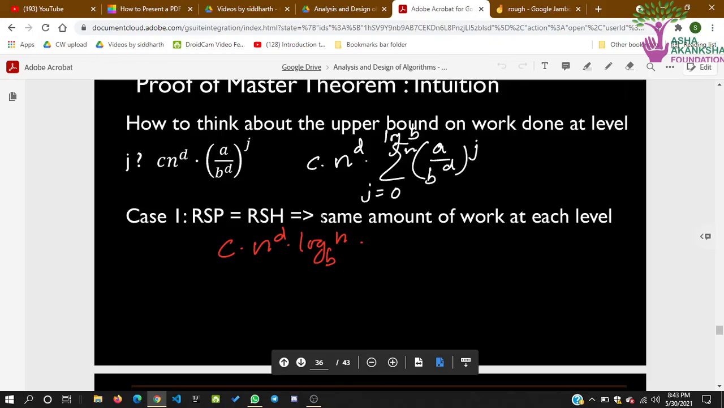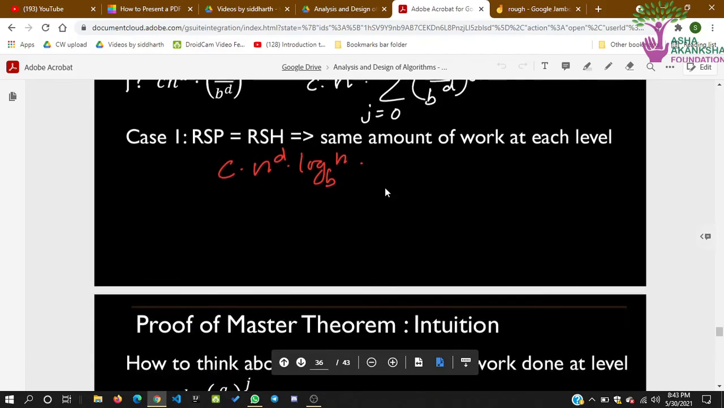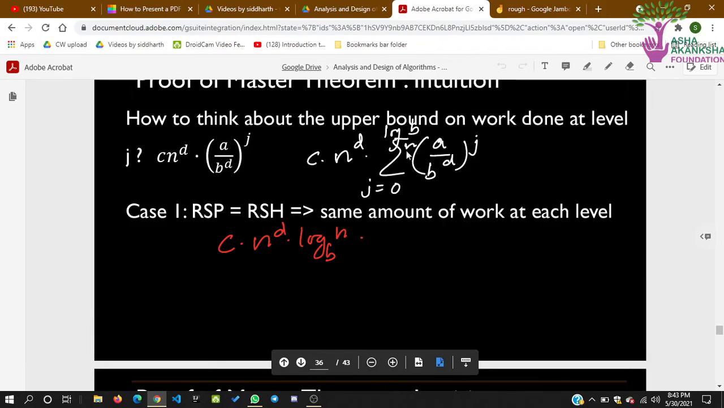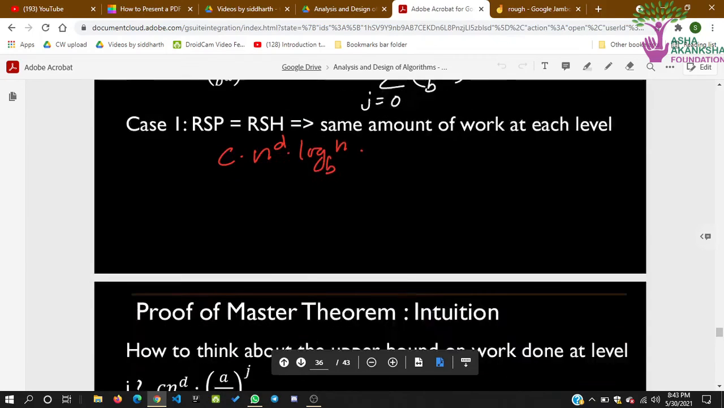The work done remains the same at each level, and hence we can write a upon b raised to power d. Both the numerator and denominator are equal to each other, hence this entire thing becomes 1. Hence we are summing over 1 this number of times, and we can just take it to be 1 into log_b n, which is this formula.